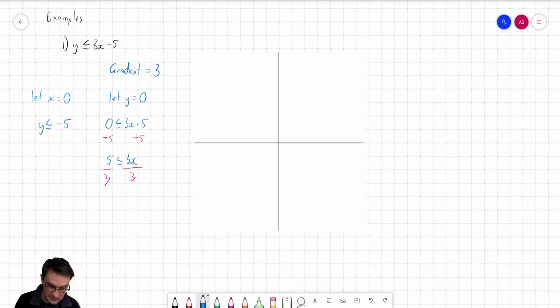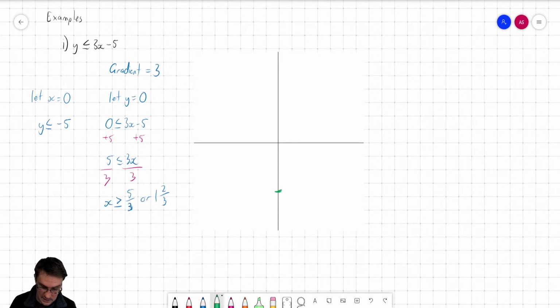I'm going to divide by 3 on both sides. In this case, I'm going to turn it around so I've got the x on the left-hand side, and that's going to change the direction of the sign. I'm going to have x is greater than or equal to 5 on 3, but this can also be written as 1 2/3.